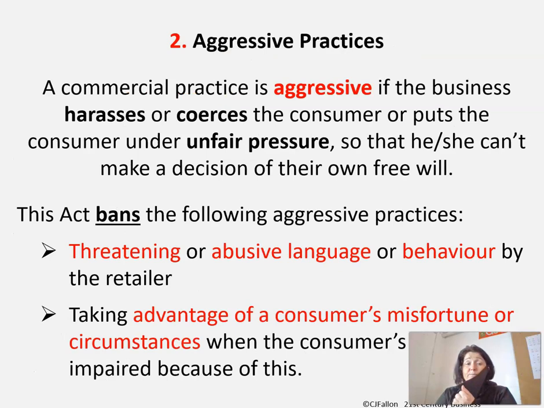Aggressive practices. What is an aggressive practice? A commercial practice is aggressive if the business harasses or coerces the consumer, or puts the consumer under unfair pressure so that he or she can't make a decision of their own free will. The Act bans the following aggressive practices: threatening or abusive language or behaviour by the retailer, and taking advantage of a consumer's misfortune or circumstances, or when the consumer's judgment is impaired.